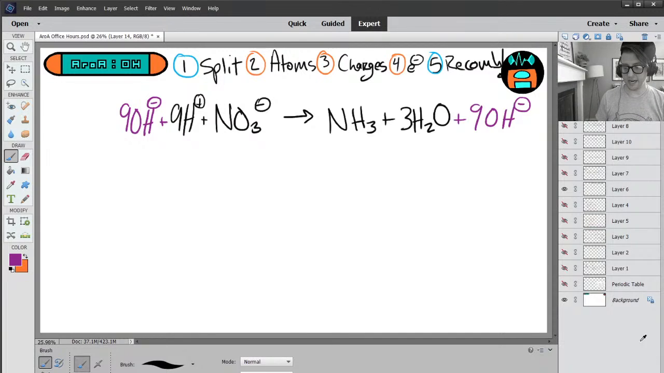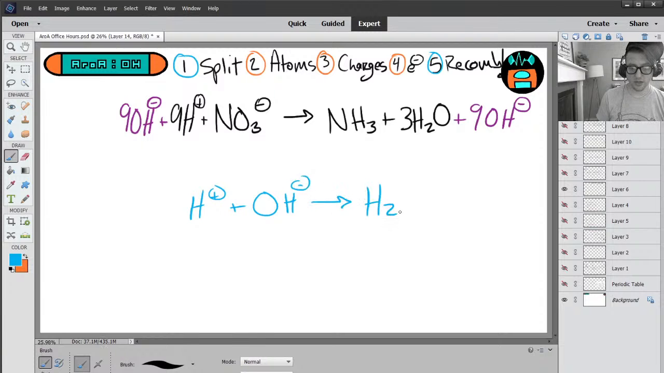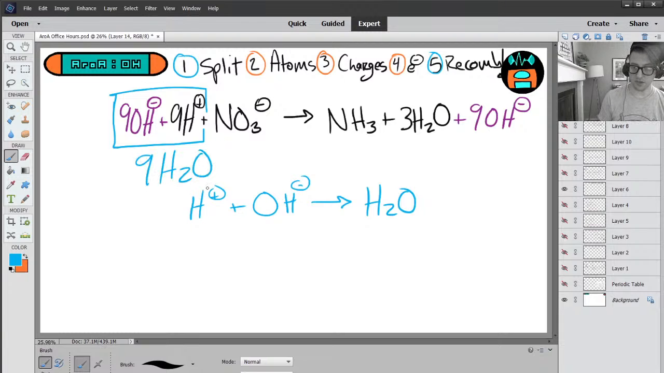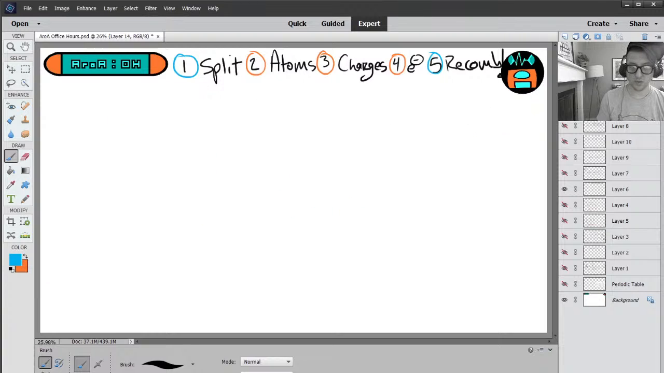Here's the reason why. There's this cool little thing that happens when you have 1 hydronium reacting with 1 hydroxide. It becomes 1 molecule of water. So when we have 9 hydroxides with 9 hydroniums, this turns into 9 molecules of water.